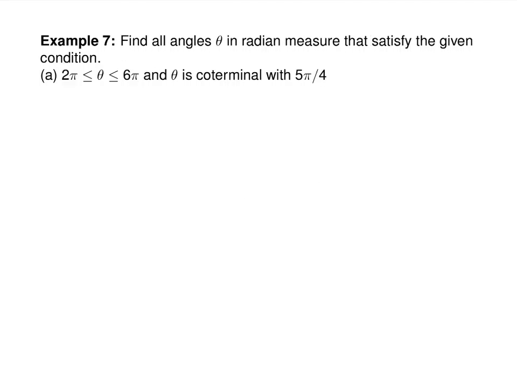Here are a few in radians. So I need an angle between 2 pi and 6 pi that's coterminal with 5 pi quarters. And you've got to figure out where 5 pi quarters is approximately, so you've got an idea of where your angle is. So first of all, is 5 pi quarters bigger than or smaller than pi? It's bigger. It's bigger because it's 5 over 4, which is 1.25, right?